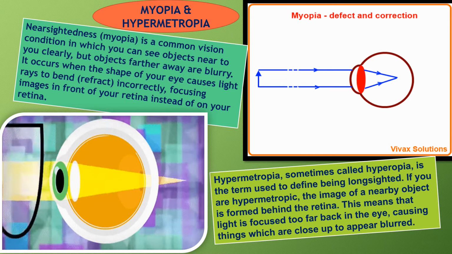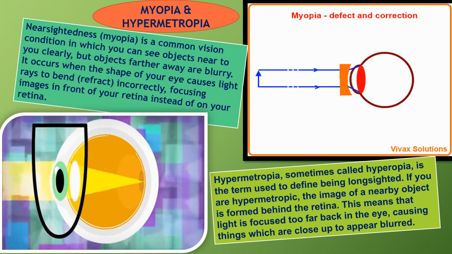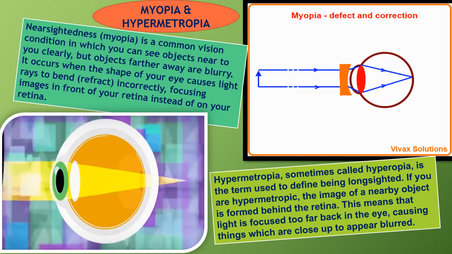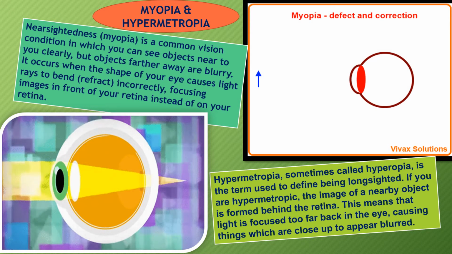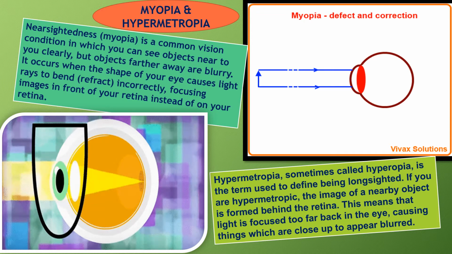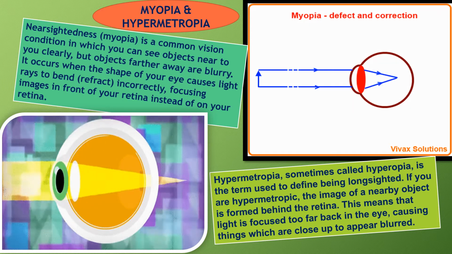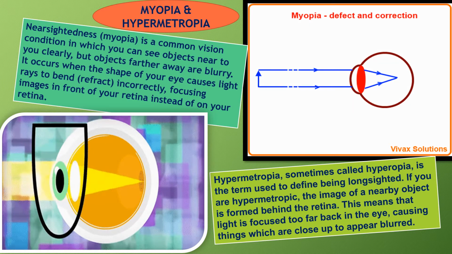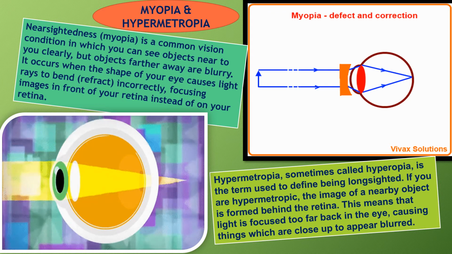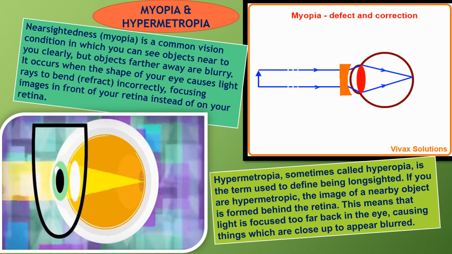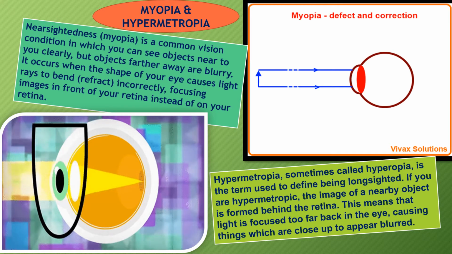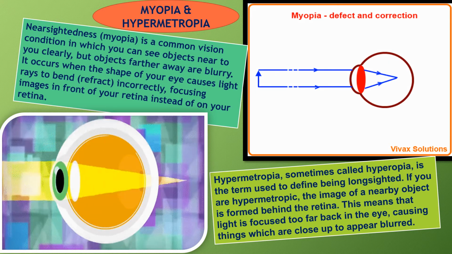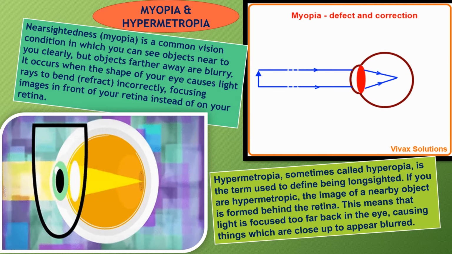So, the first eye defect we are going to discuss is myopia, or nearsightedness. It is a common vision condition in which you can see objects near to you clearly, but objects farther away are blurry. It occurs when the shape of your eye causes light rays to bend or refract incorrectly, focusing images in front of your retina instead of on your retina.